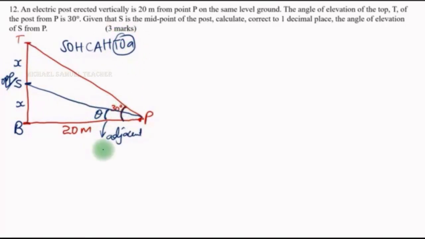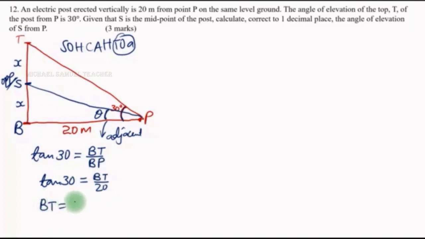So tan theta is equal to BT over BP, that is tan 30 degrees equals BT over BP. But BP is 20. So tan 30 degrees equals BT, which is the height I'm looking for, over 20. So BT is 20 tan 30 degrees, which is 11.55 meters.